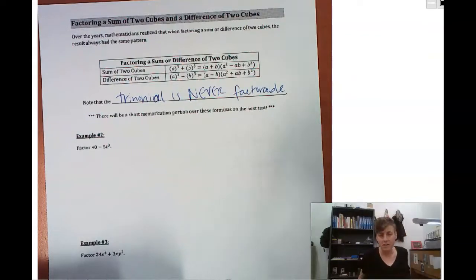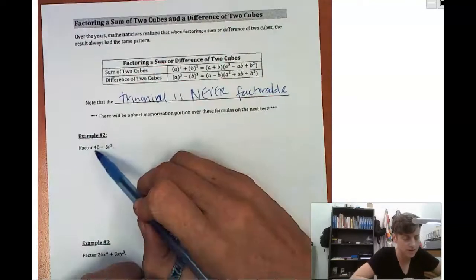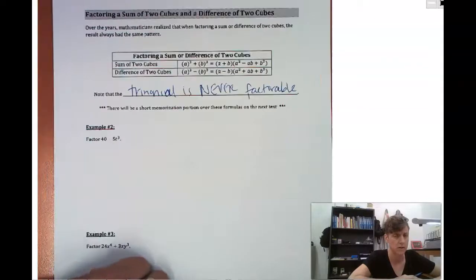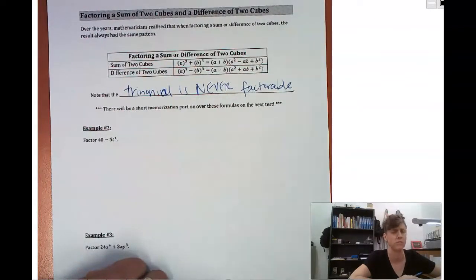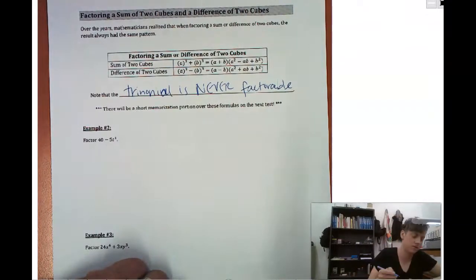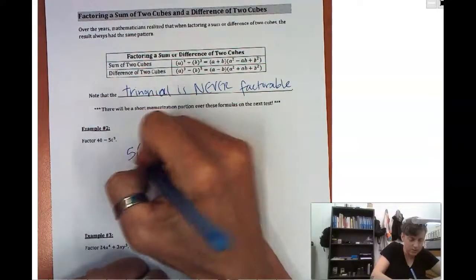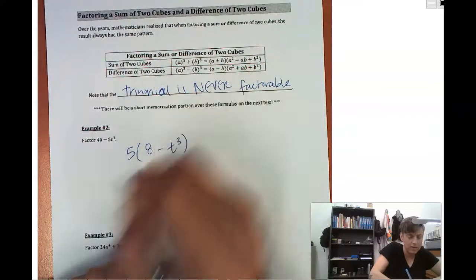All right, let's look at some examples. 40 minus 5t cubed. 40 and 5 are not on the table of cubes. Oh, but we could take a greatest common factor out first. What's our GCF here? We could take out a 5, and then we get 8 minus t cubed.